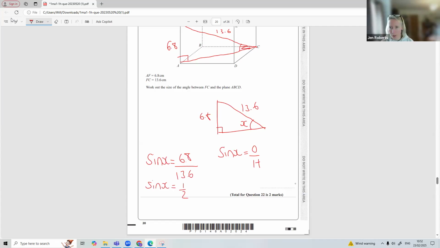I don't know whether you would have noticed that. You may have thought times them both by 10 to get 68 and 136, and then simplified it to get your half. So this is just knowing your sine ratios. This is the one I always remember: sine 30 equals a half. So x is 30 degrees.